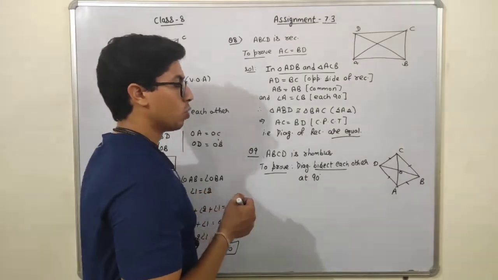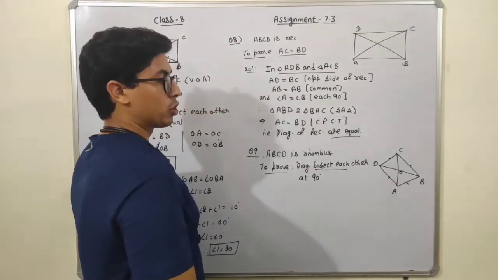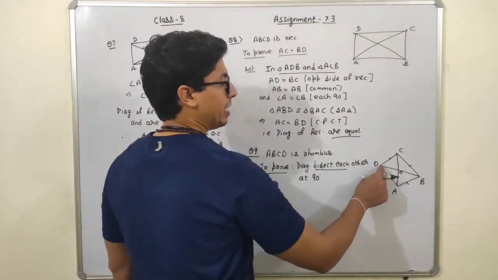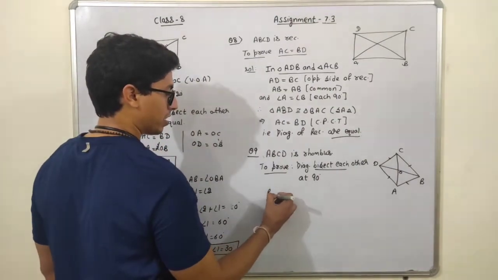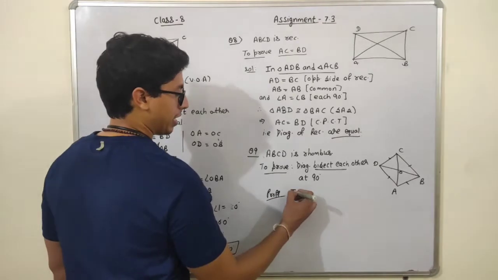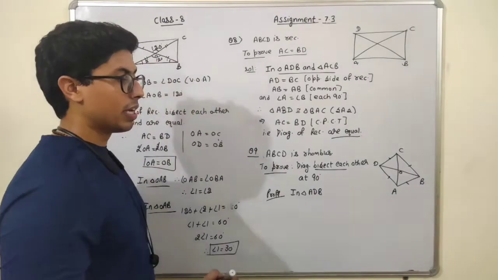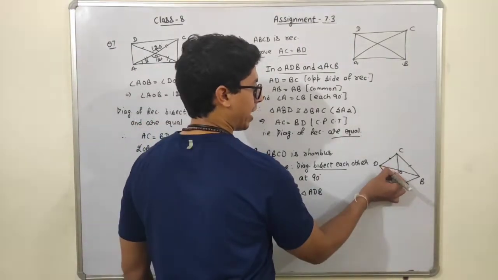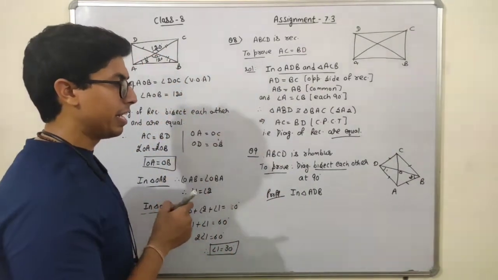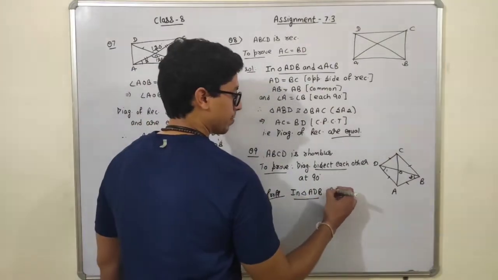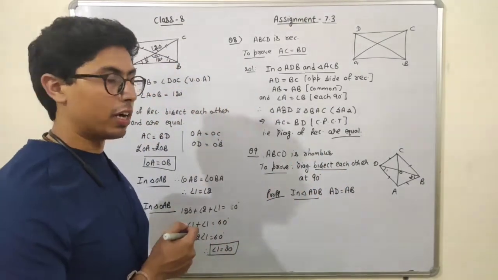Okay students, to prove this, I can do one thing. First of all, take triangle ADB. In triangle ADB, proof, or I can say the solution. Name these as angle 1 and angle 2. Students, in triangle ADB, AD is equal to AB, because all the sides of a rhombus are equal.